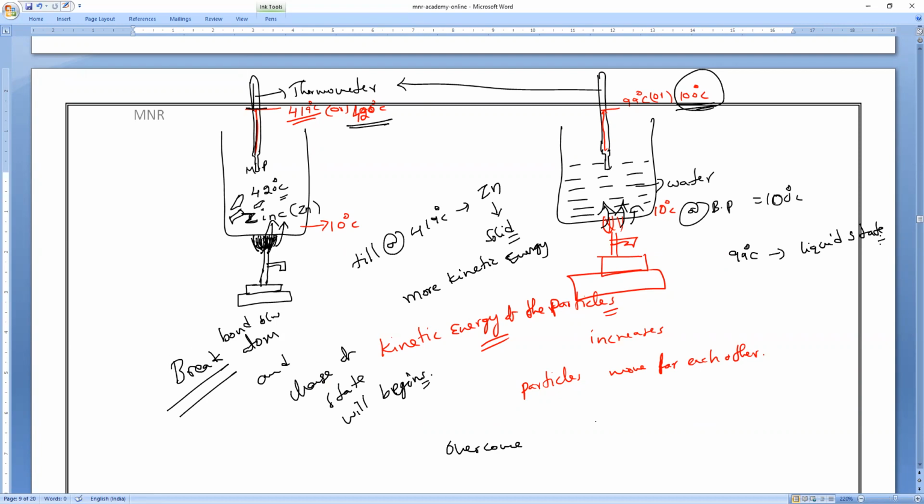Just now we studied this in the case of boiling. They will overcome the what? The force of attraction. Overcome the force of attraction.